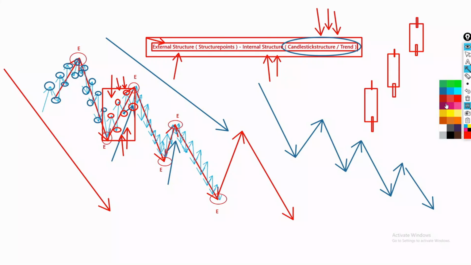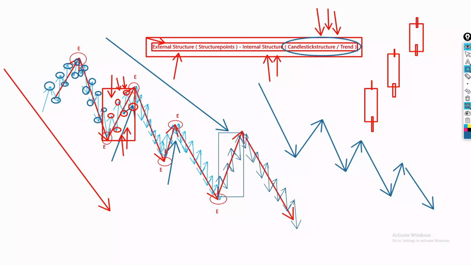Let me actually grab a blue, smaller size, and let's draw it over here because it's getting messy over there. So the candlestick structure at this point is bullish, right? You should understand that. That means that my external structure is still bearish. However, my internal structure is now bullish, and I should be avoiding this market.